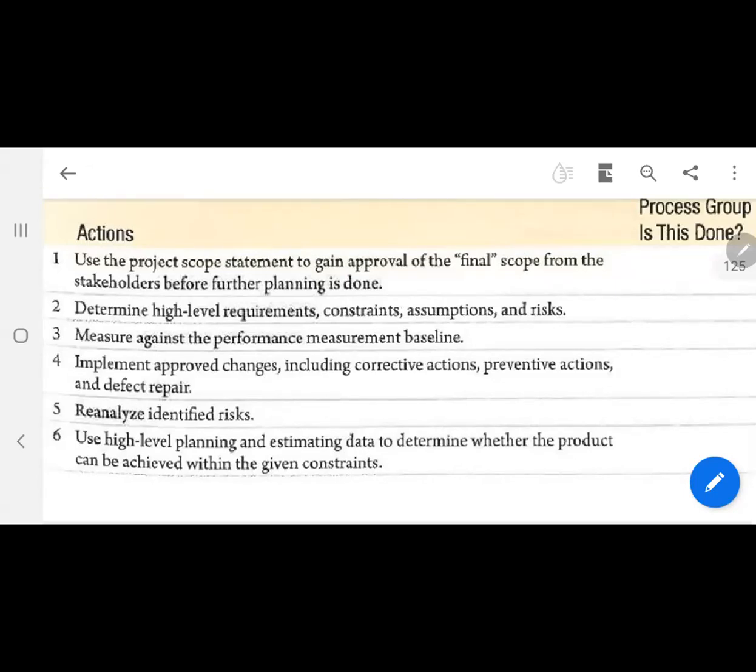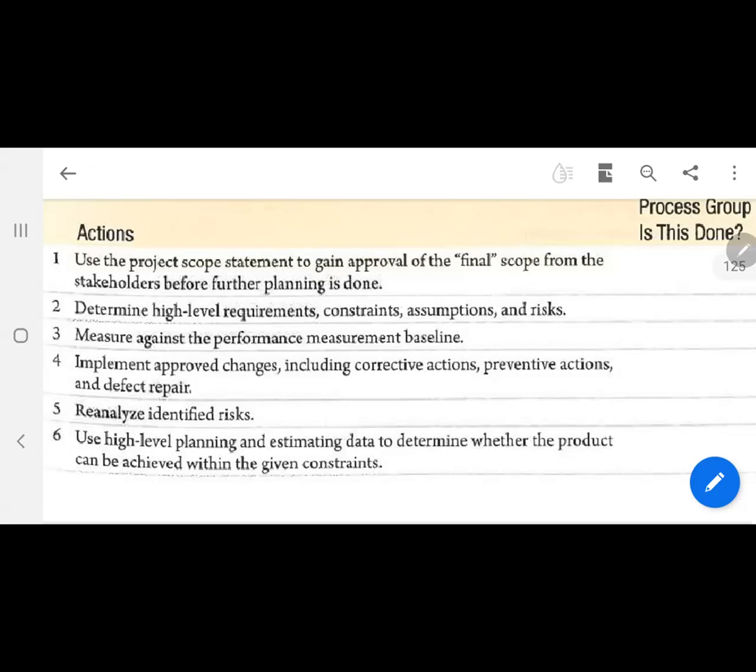Okay, so back to this exercise here. You do that, please. It's 40 activities there, and then you track the process group. So determine high-level requirements, constraints, assumptions, and risks. This is where we are at. Planning process? No. Initiating process group. Yes, that's it. And then measure against the performance measurement baseline. Monitoring and control process group. Perfect. Performance measurement baseline. That's it.